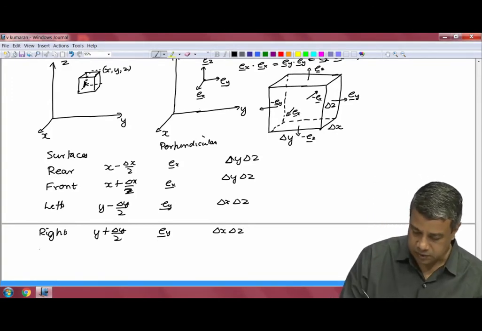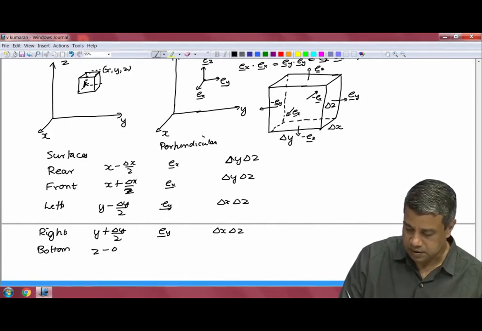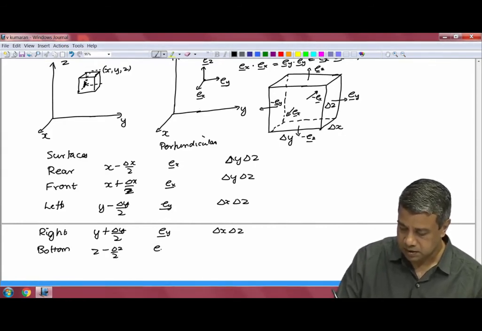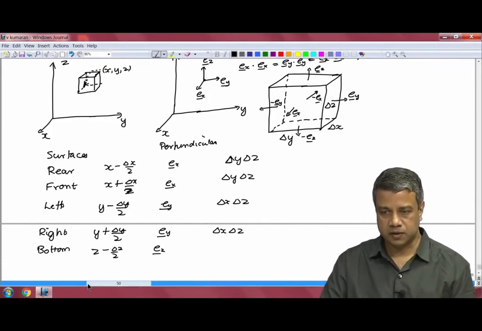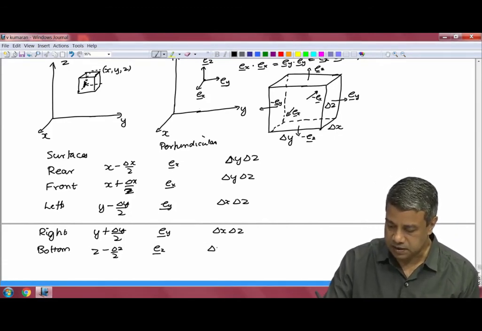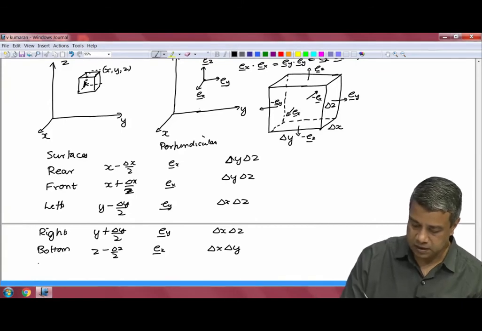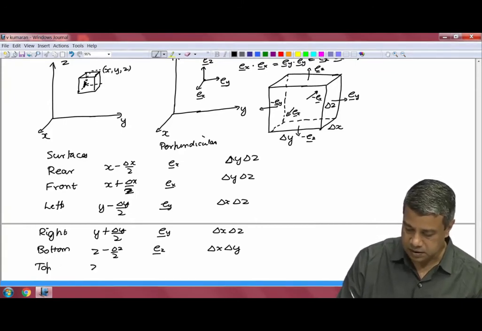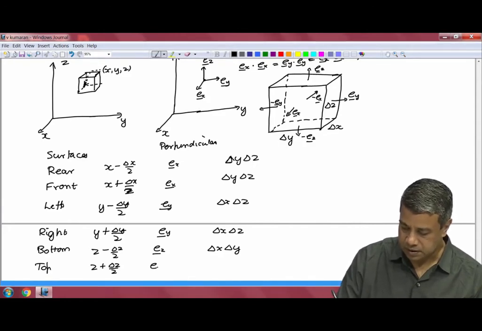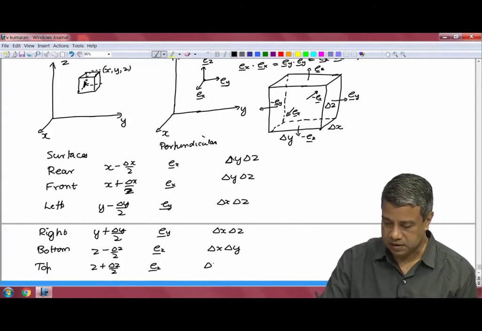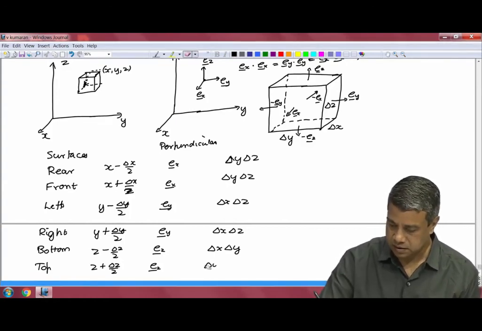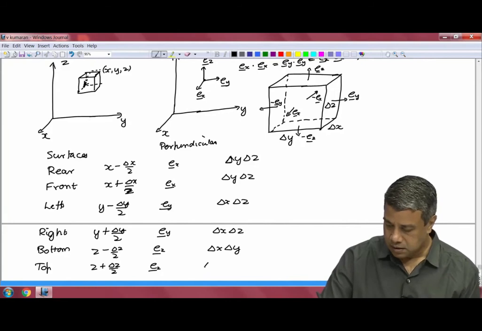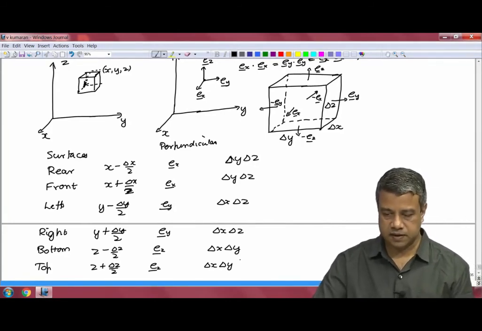And then there is the bottom, at z minus delta z by 2. Ez is perpendicular to the z direction, the bottom surface. Surface area is delta x delta y, and the top is at the location z plus delta z by 2, and Ez is perpendicular to it, and the area is delta x delta y. So, these are the 6 faces.